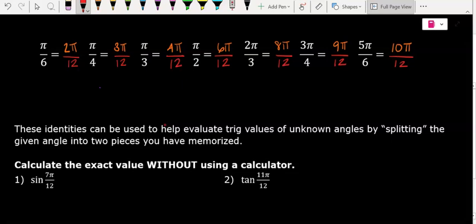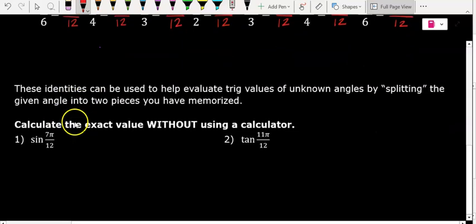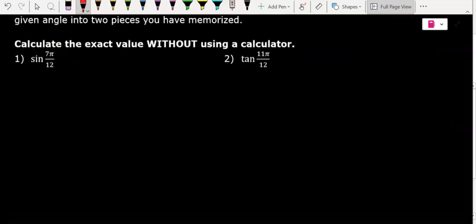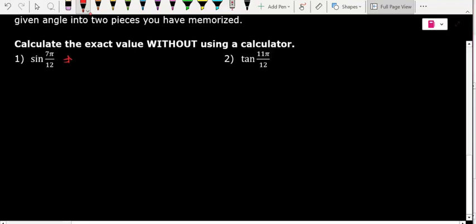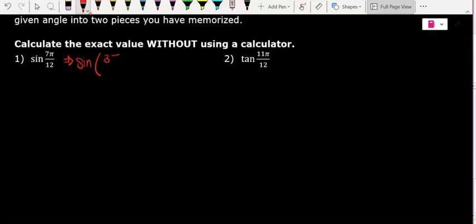So it's just kind of a matter of what you see to get your value there. So let's go ahead and try and figure this out. If I do 7 pi over 12, I assume that the majority of you are going to go, oh, that's 3 plus 4. So we're going to do it as such. So I'm going to say that this is the equivalent to doing sine 3 pi over 4.